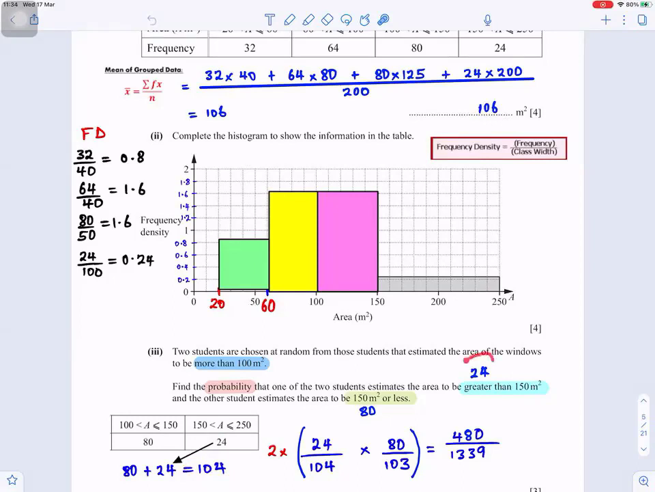Now, for those who are greater than 150, it's 24. So it's 24 over 104. So one of the students, because there's 2 students, one of them has been chosen, and you're left with 1 less. So 104 minus 1 is 103. So you've got 103 left. And for this one, there's 80. 80 divided by 103. So you multiply them, and that gives you 24 times 80 divided by 104 times 103. So you get 480 over 1339.